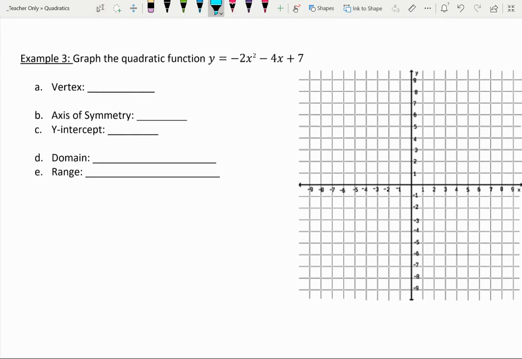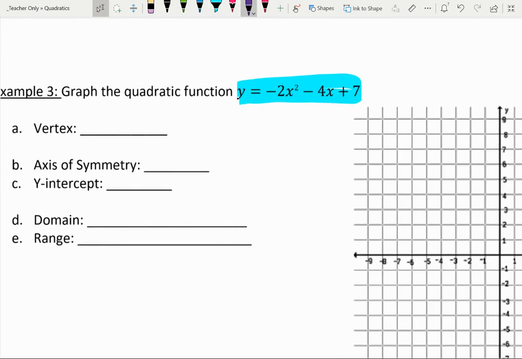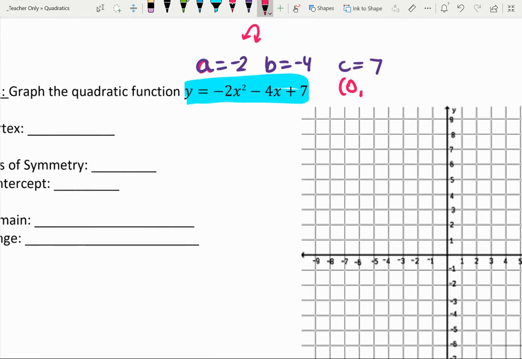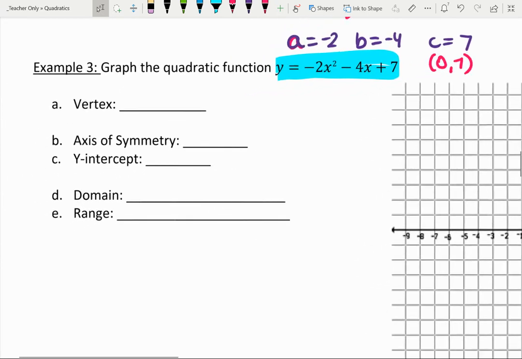So example 2, we are graphing y equals -2x squared minus 4x plus 7. So I've got A is equal to -2, B is equal to -4, and C is equal to 7. That A value of -2 means our parabola is going to open down, which doesn't really help me for my graph, but it's a good thing to know in the back of my head. And I've got a y-intercept of (0, 7) that I can plot as well. (0, 7). So next step is to find my vertex.